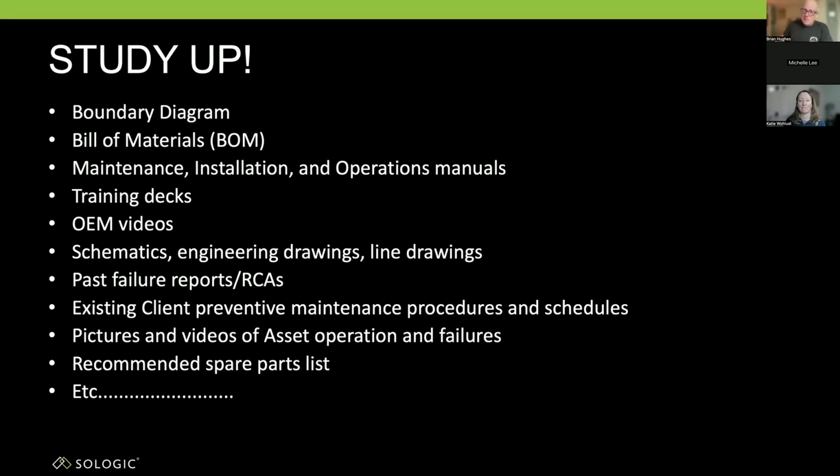So I try to use manufacturer-derived terms and titles for these things. I look at training decks. I look at OEM videos. I look at schematics. I'm not very good at reading wiring diagrams. Okay, I'll just admit it. I'm pretty good these days at reading engineering diagrams. So I've gotten better at that, and engineering drawings, line drawings, things like that. So, you know, I'm doing my best.